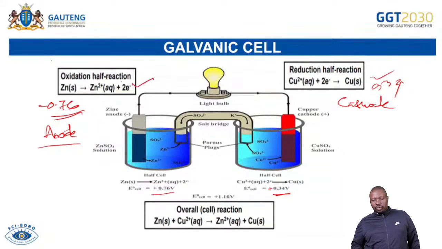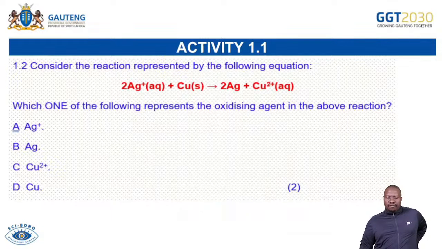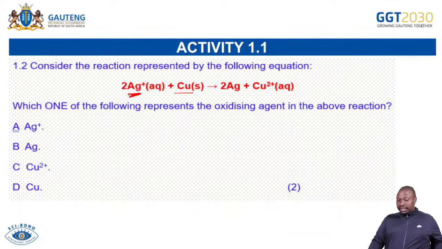And you must know how to write your cell notation. Remember, if you are given a cell notation like this one, you must be able to identify that we are having now Ag plus, which is your oxidizing agent, plus copper. So you are able to see that this one, the Ag plus, is your oxidizing agent. So you can see that copper is going to lose electrons to become copper 2 plus.